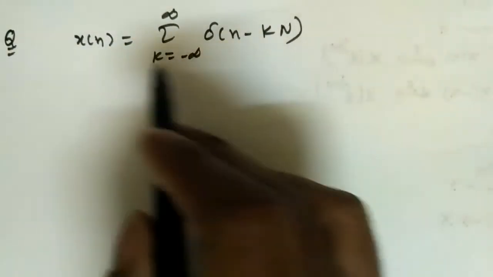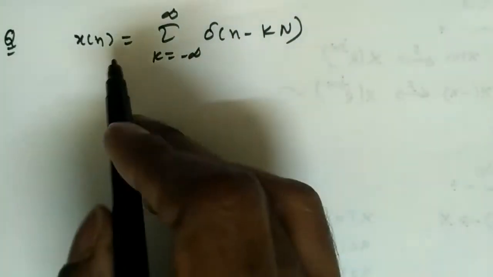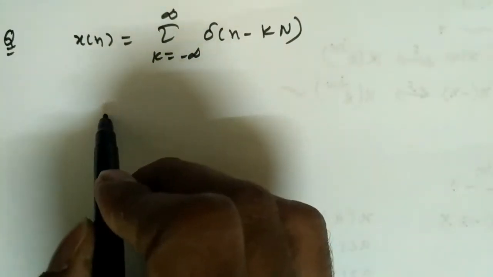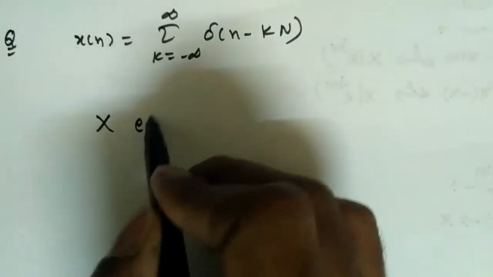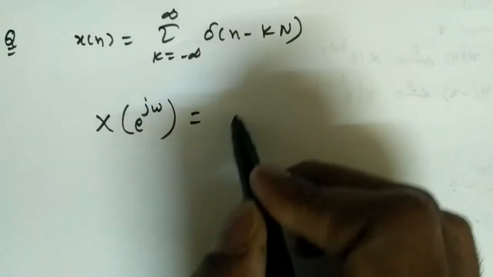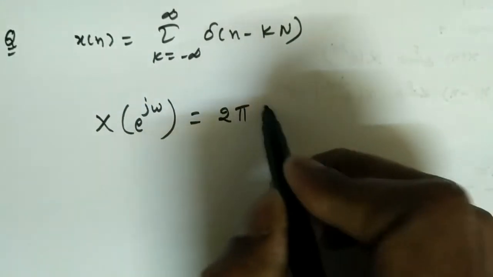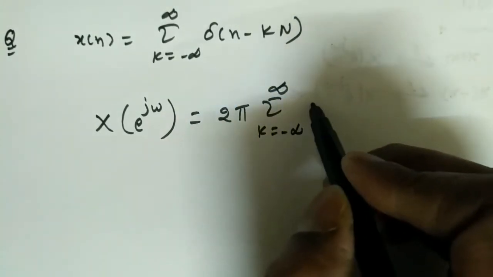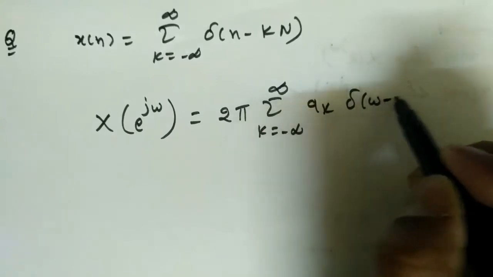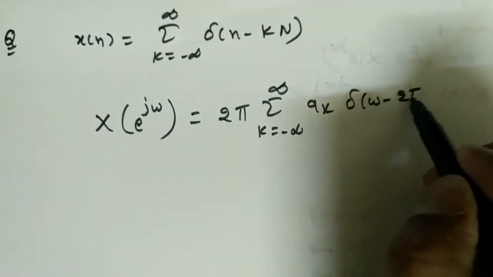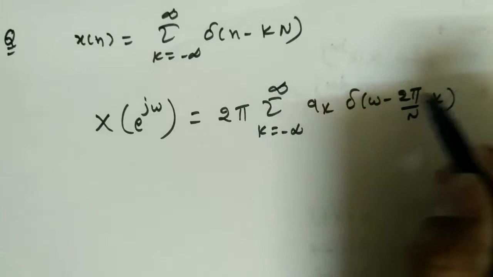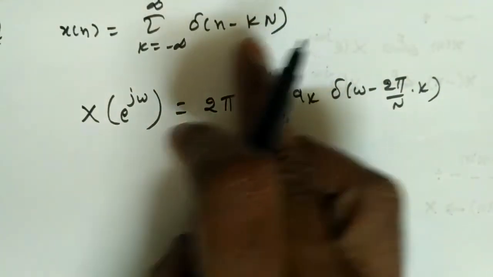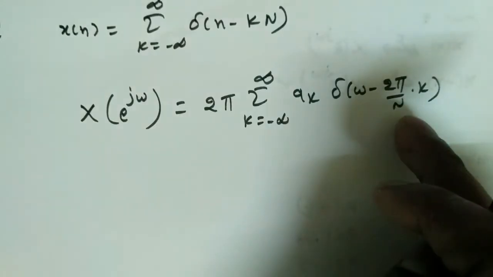So x of n is given something like this, which is a periodic signal. Now we need to find the Fourier transform of this signal. We know that the Fourier transform of any periodic signal can be represented by X(e^{jω}) = 2π Σ_{k=-∞}^{∞} a_k δ(ω − (2π/N)k), or ω0 k. Anyway, n is periodic, so it will be like this only.